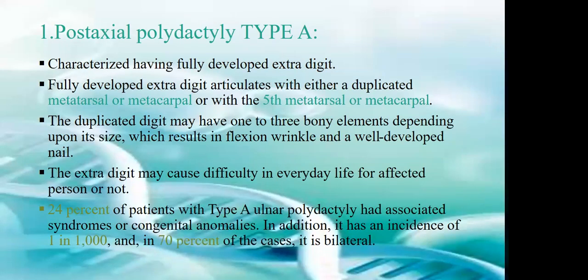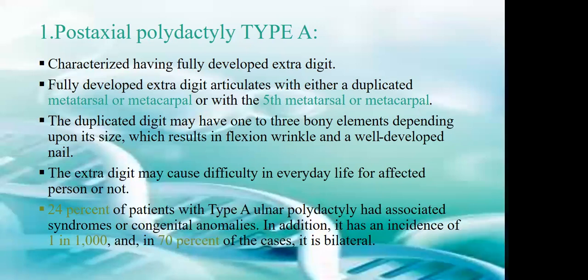So, post-axial polydactyly type A. This type of disorder is a fully developed extra finger. Here, digit means extra finger. The fully developed extra digit articulates with either a developed metatarsal or metacarpal, and it is also linked with the fifth finger. It means there will be a deformation of the fifth finger, a sixth finger. The finger of this type will have a metatarsal or metacarpal, so it is a bony finger. One to three bone elements depend upon its size, with flexion, wrinkles, and a well-developed nail.